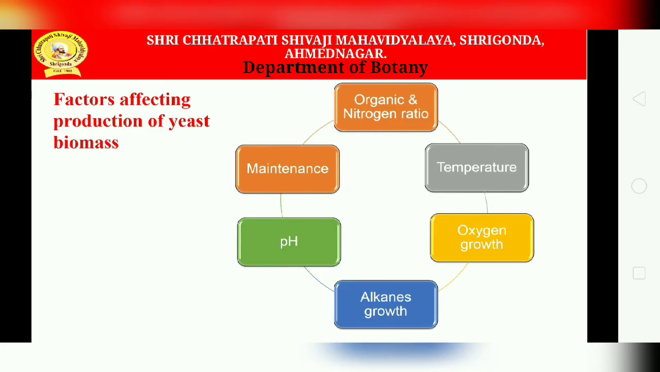Oxygen for growth on carbohydrates should be 1 gram per gram of dried cells, and for growth on alkanes about 2 grams per gram of dried cells. Then strict, continuous maintenance should be done throughout the process. So these are the factors affecting the yeast biomass.